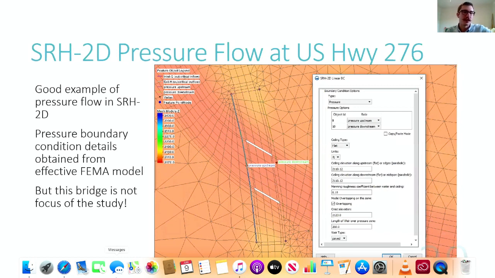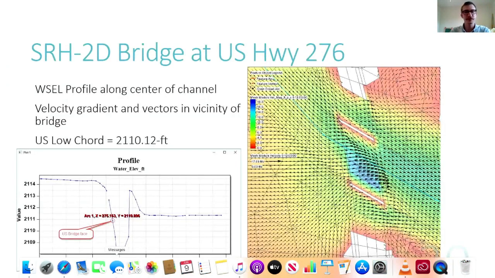Now, looking at SRH2D, we saw that Highway 276, which is the most upstream bridge, was actually in pressure flow. This wasn't the focus of the study because Wilson Road is already pretty much tied in here and we would have been done with our analysis, but it is right up at that limit. So this gave us a great opportunity to compare water surface elevations around a bridge that's in pressure flow with what HEC-RAS would calculate there.